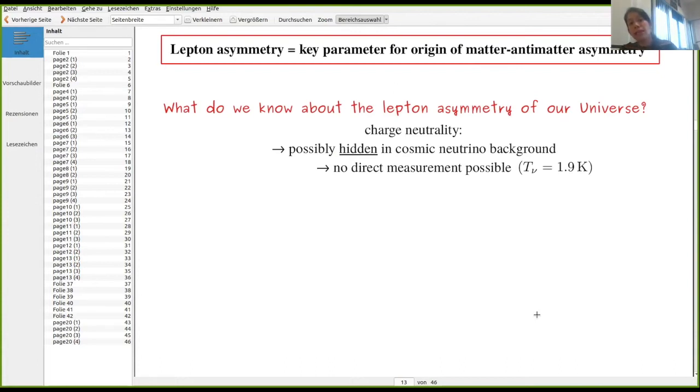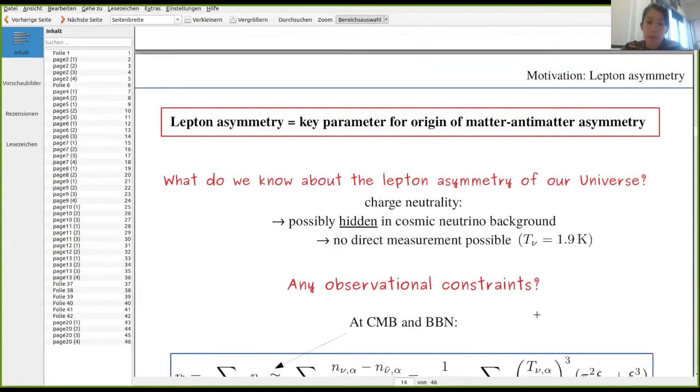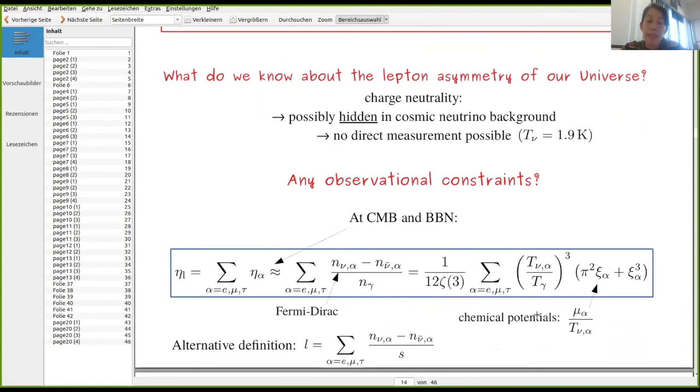And I say hidden here because, as you know, those relic neutrinos have a very low energy, and that makes a direct detection of them at the moment impossible. Do we nevertheless have any constraints on the value of the lepton asymmetry? Yes, we have, from the cosmic microwave background and Big Bang nucleosynthesis. And therefore, let's take a look at the definition of lepton asymmetry.